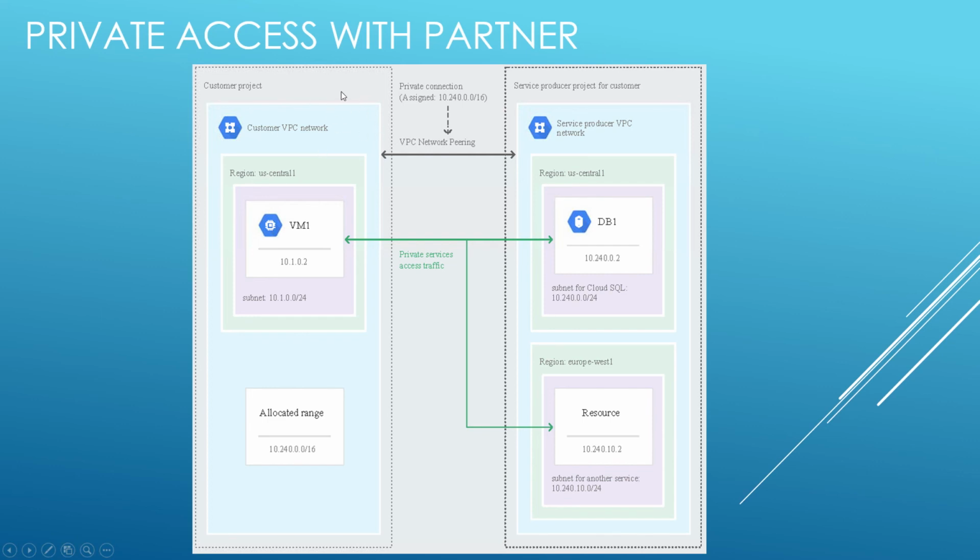The next one is private access with your partner. If you want to have private access with your partner, VPC network peering is required. So once you have VPC network peering, then you can have private access with your partner. You can also extend this to your on-prem, in the sense from your on-prem you can come to your VPN, come to your VPC and consume the resources offered by the partner.